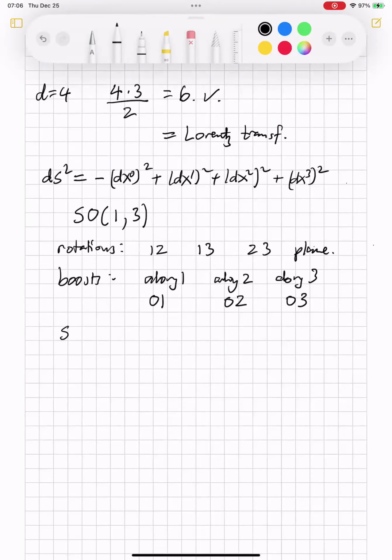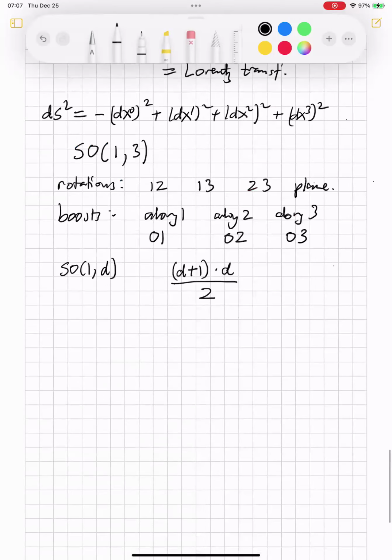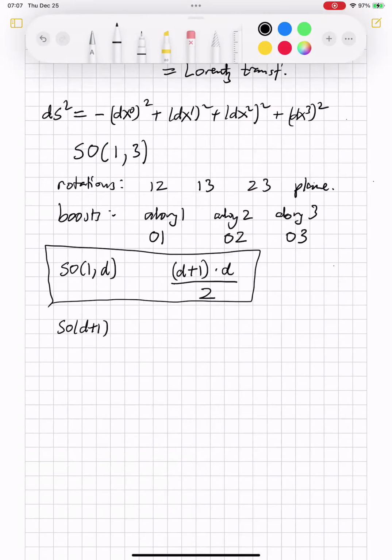And in fact, if you had the group SO(1,D), how many parameters would you have in this group? Well, you would have (D+1) times D over 2. So just like the counting for SO(D). Maybe let me put SO(D+1) just down below. With SO(1,D), one of the directions would have a minus sign. For SO(D+1), all of them would have plus signs in the metric. But for SO(D+1), you would take (D+1) times D over 2. So that counting is always the same.